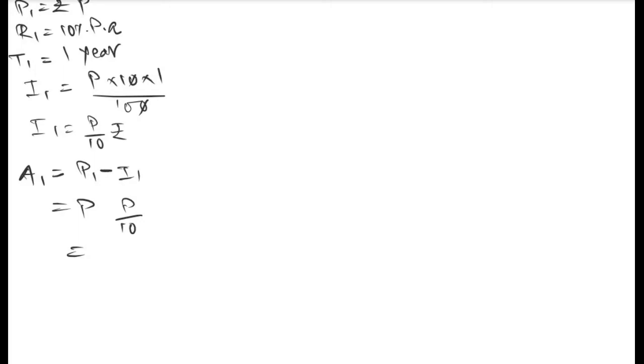So P minus I1 we have to do. That is P minus P by 10. That is 10P minus P by 10. That is 9P by 10. This is the new value of the machine at the end of first year. 9P by 10. Don't forget this, and don't make this mistake which I just made.